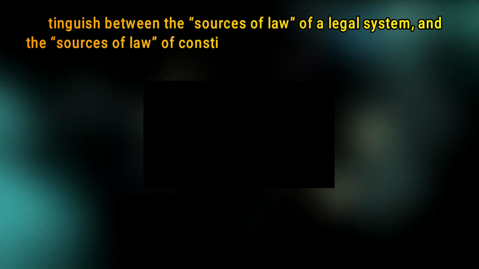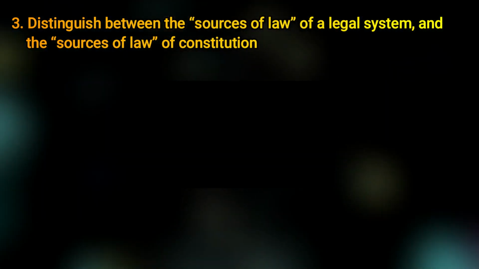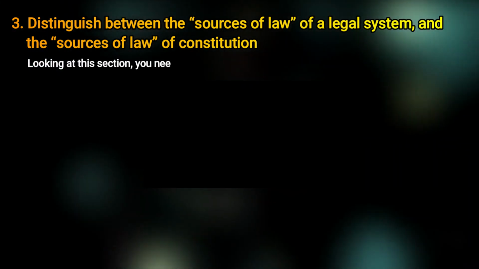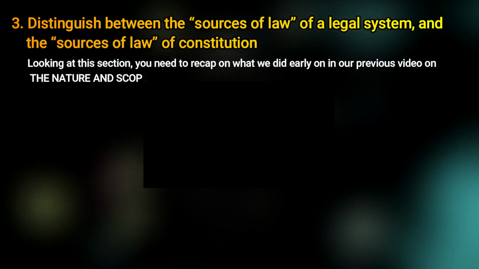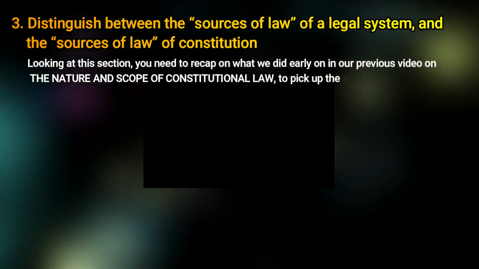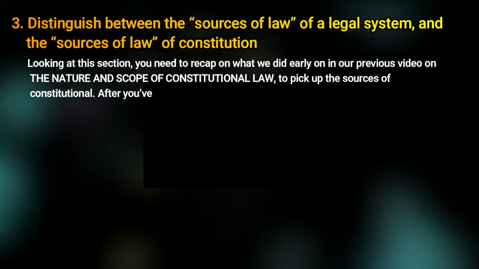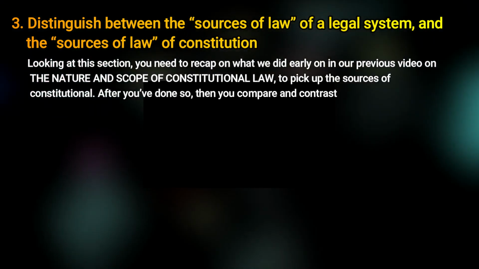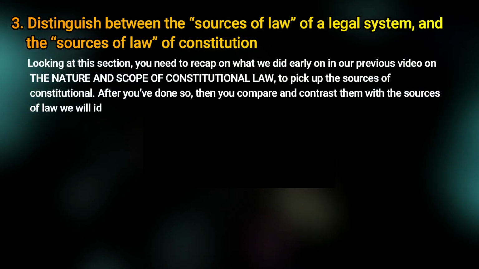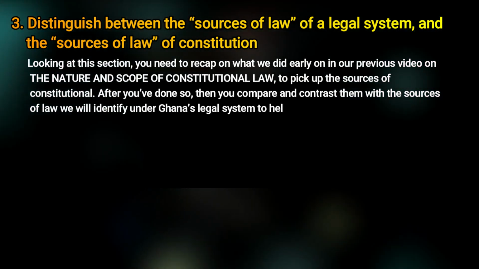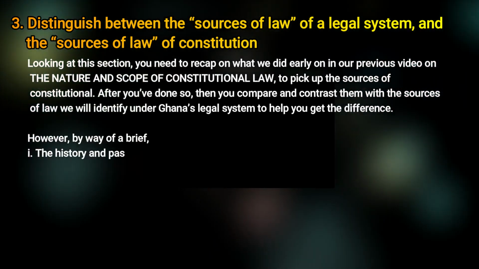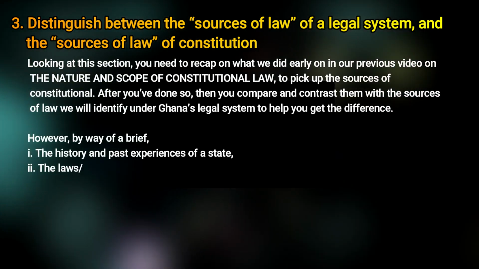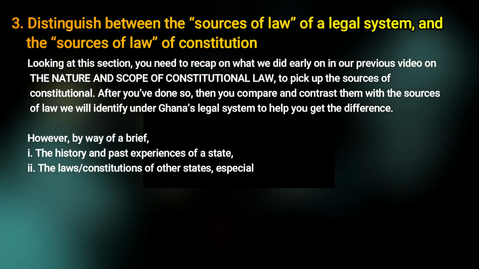Let's now move on to the next step on our outline. Here, we are going to look at the difference between the sources of law of a legal system and the sources of law of constitution. Looking at this section, you need to recap on what we did earlier in our previous video on the nature and scope of constitutional law to pick up the sources of constitutional law. After you've done so, then you compare and contrast them with the sources of law we will identify under Ghana's legal system to help you get the difference.